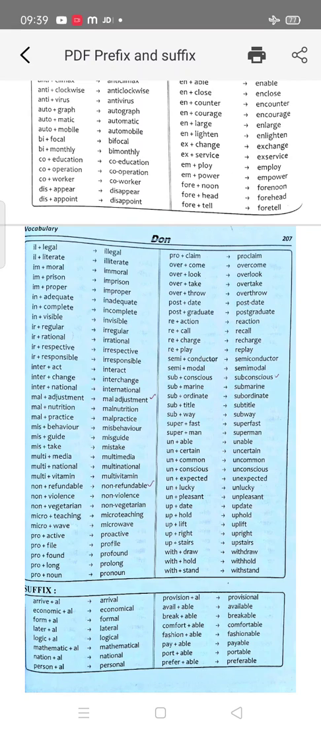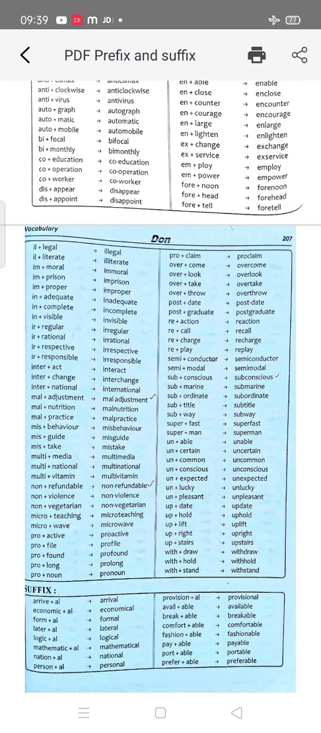Conductor, semiconductor, that we study in physics about semiconductors. Model, semi-model. When you add sub to certain words, the words also will change. Let us see a few words. When you add sub to conscious, it will become subconscious. Marine, submarine.